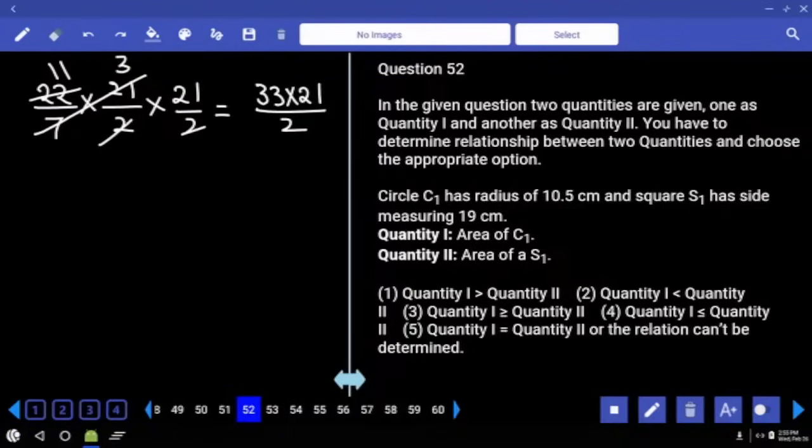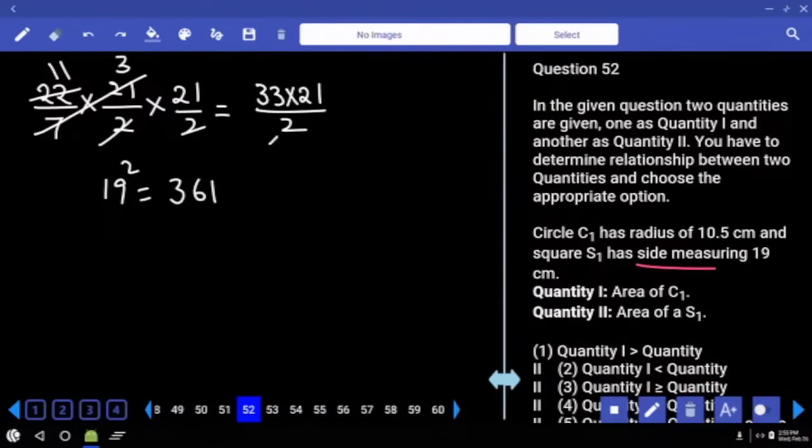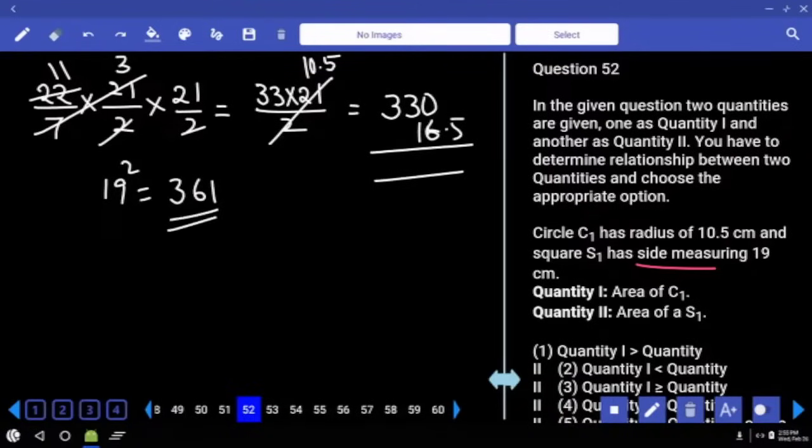Are you okay? Next. Square area, whose side is 19? 19 square, which is equal to 361. Now, let me go with cancellation here. This is 10.5 times only. 10 times of 33, which is 330. And half time of 33 will be 16.5 only. When I add these two, that will be definitely less than 361. Q1 less than Q2.